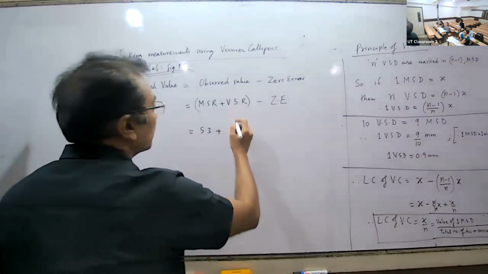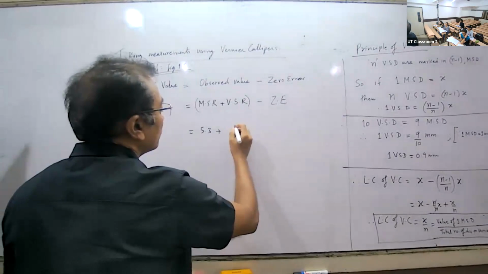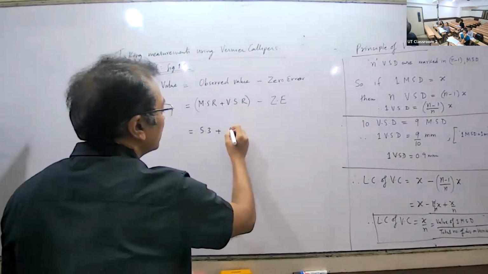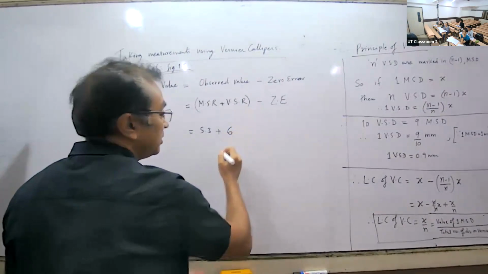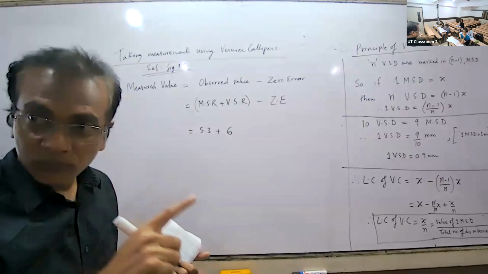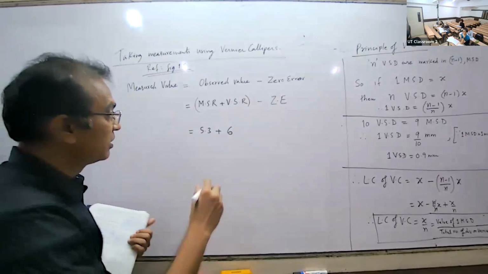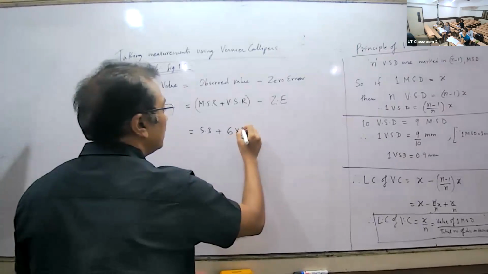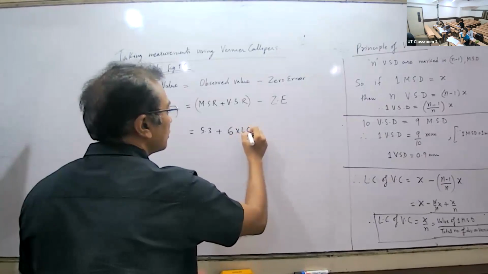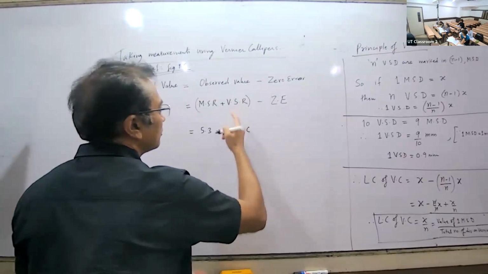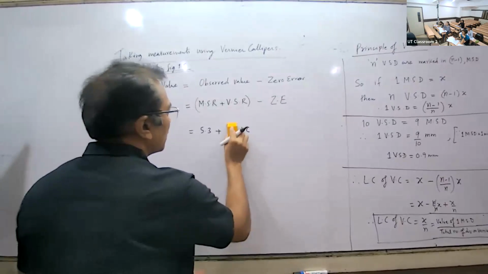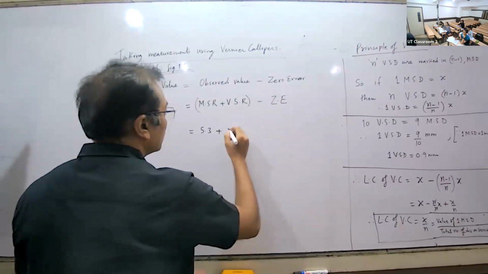So, 0.6. The vernier scale reading is calculated by taking the division on the vernier scale which is coinciding with the main scale division, multiplied by the least count. Okay, this is how the vernier scale works. Let me write down coinciding division.